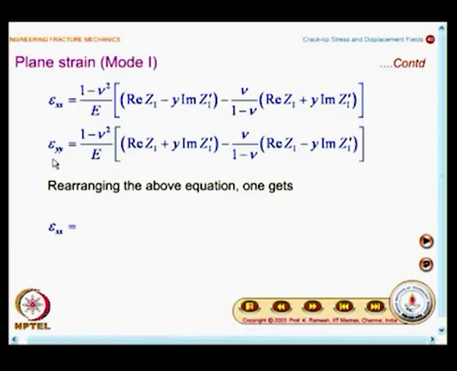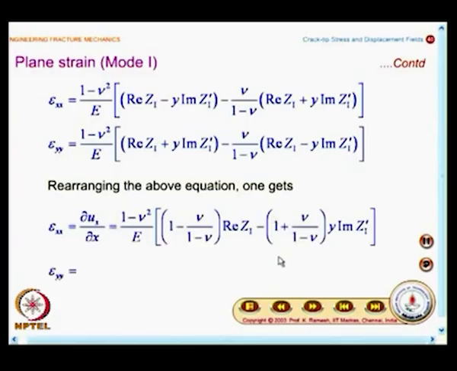Then I also look at what is epsilon y, which is (1 minus nu squared) divided by Young's modulus into [real part of z1 plus y imaginary part of z1 prime] minus nu by (1 minus nu) [real part of z1 minus y imaginary part of z1 prime]. So, what we will do is group the terms involving z1 and z1 prime and get the expressions, because that will make our life simple later.